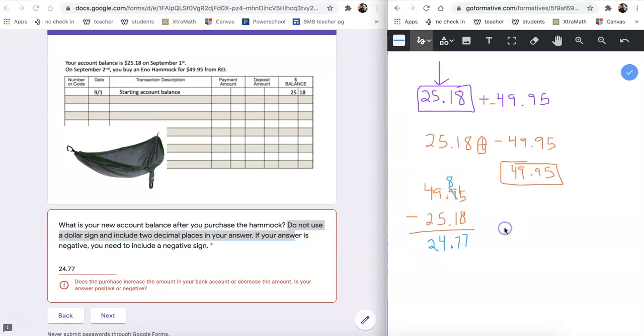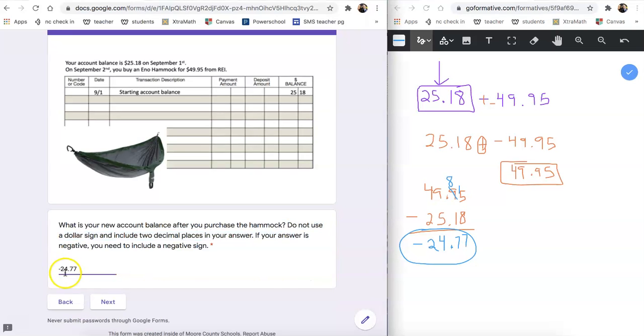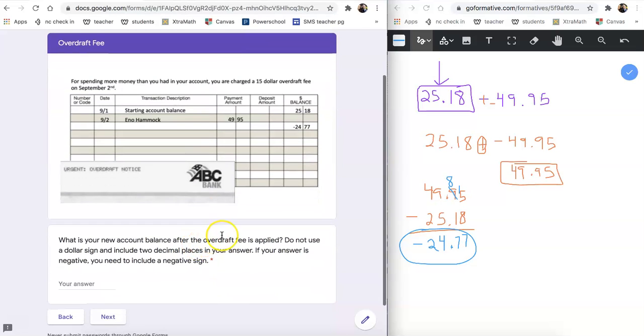Now that triggers my thinking. Okay, so if I look back, which did I have more of? Negatives or positives? And I had more negatives. Remember, I spent more money than I had in my account, so I'm actually in the hole $24.77. I didn't even have enough money. So my issue is that I didn't put a negative sign here. Okay, and look, now it allows me to go on to the next section.